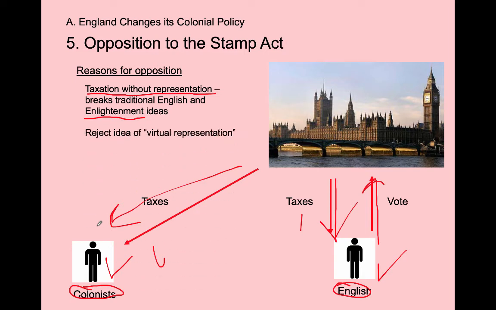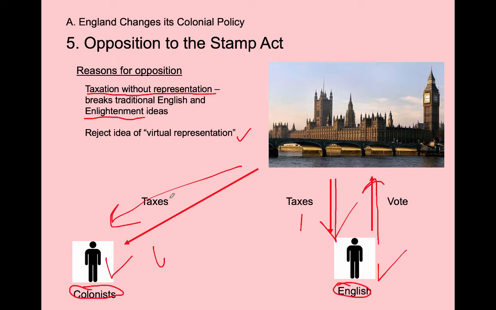Now, Parliament responds to this argument of no taxation without representation, and Parliament uses the idea of virtual representation. Virtual representation is the idea that England says, well, look, you colonists don't get to vote for us in Parliament because you're too far away, but the members of Parliament, we have your interest at heart. You're virtually represented. You don't get to be directly represented because you don't vote for us, but trust us. We are doing what's good for the entire empire, so trust us.